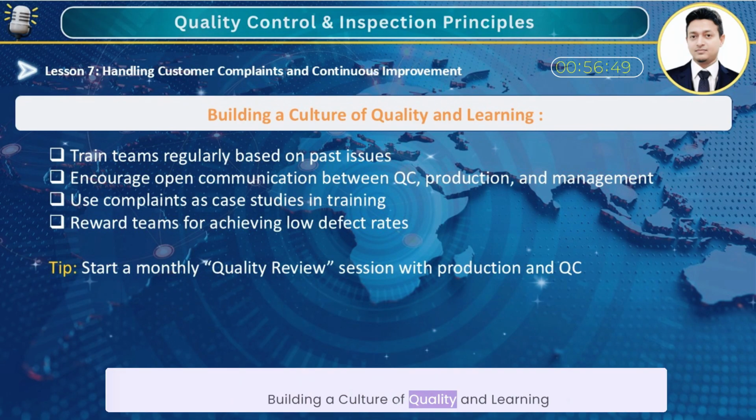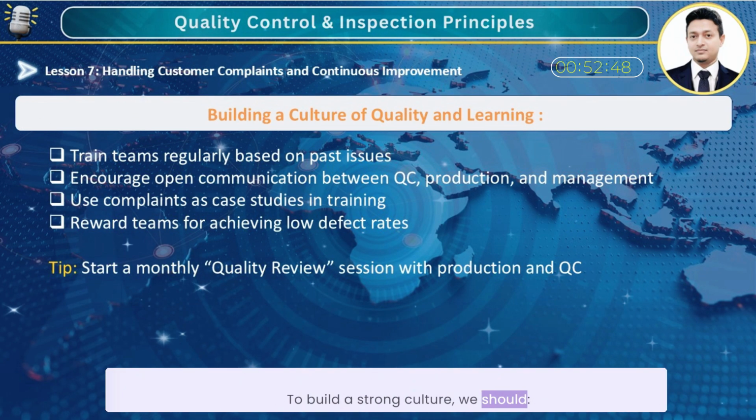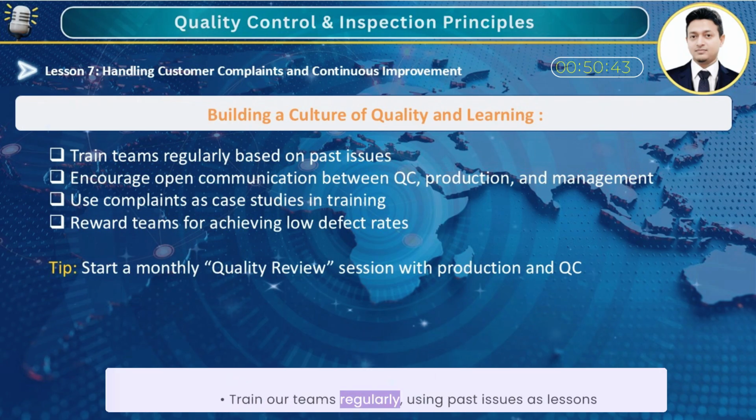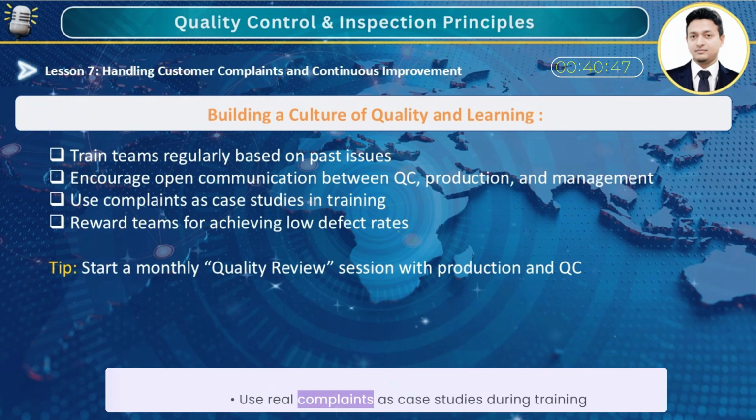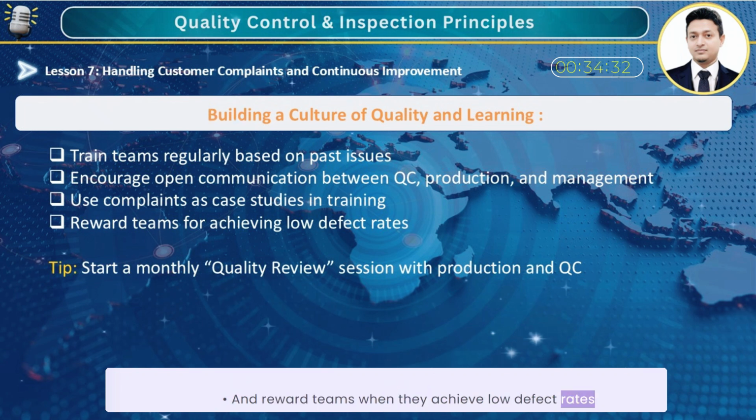Building a culture of quality and learning. To build a strong culture, we should train our teams regularly, using past issues as lessons. Encourage open communication between QC, production, and management. Use real complaints as case studies during training. And reward teams when they achieve low defect rates.